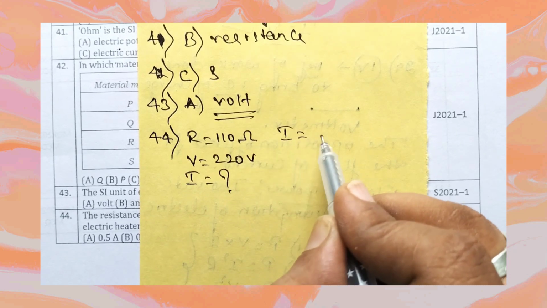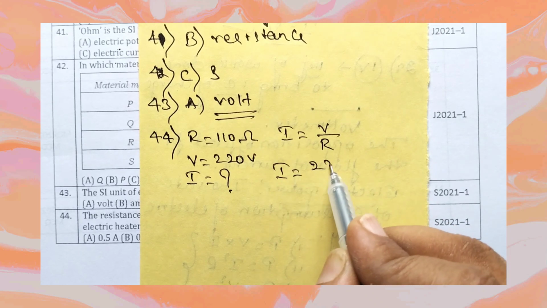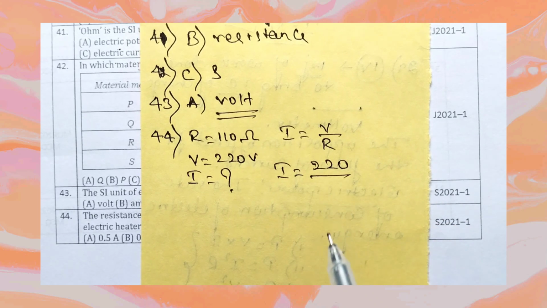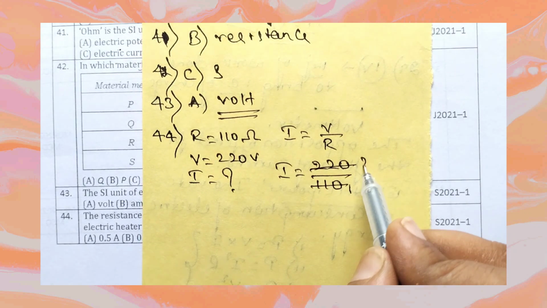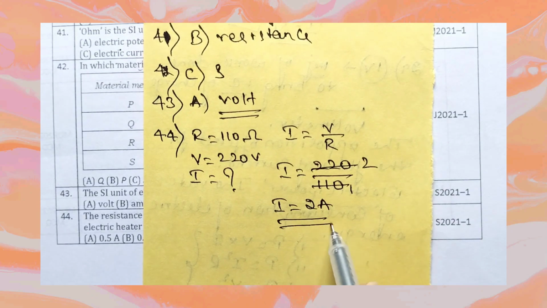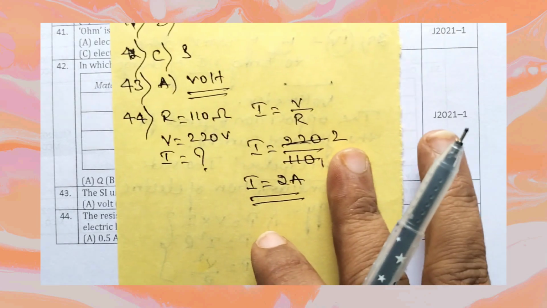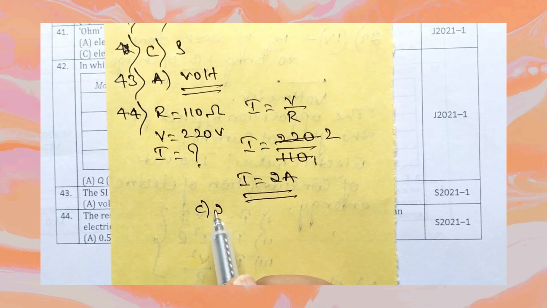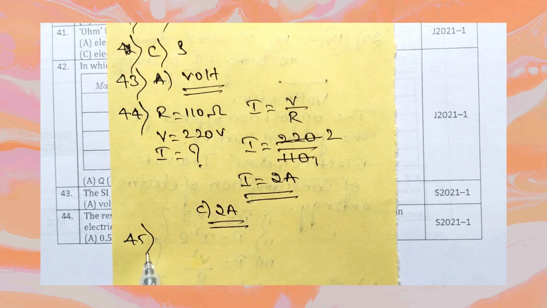According to Ohm's law, I is equal to V by R. I is equal to 220 divided by R, which is 110. 1 twos are 2. So I is equal to 2 ampere. So the right answer for 44th is option C, that is 2 ampere. So option C, 2 ampere is the right answer. Now let us move to the 45th question.